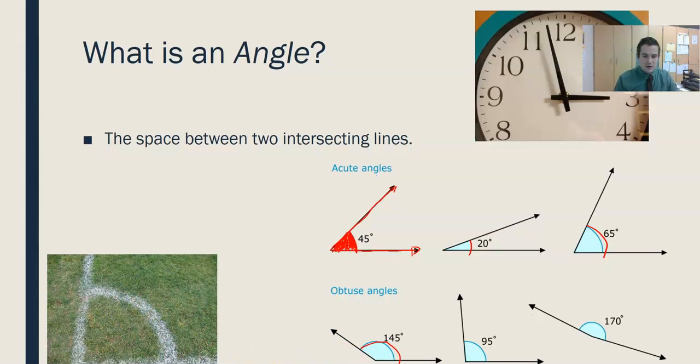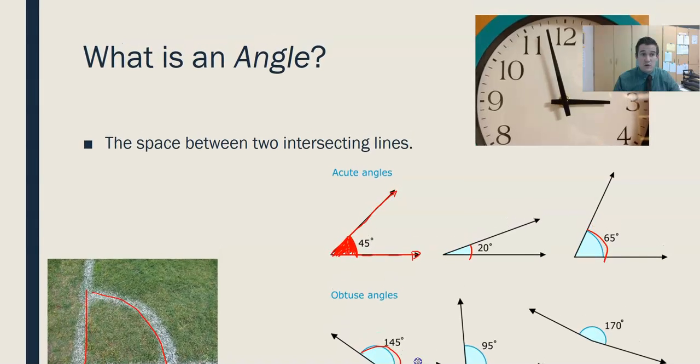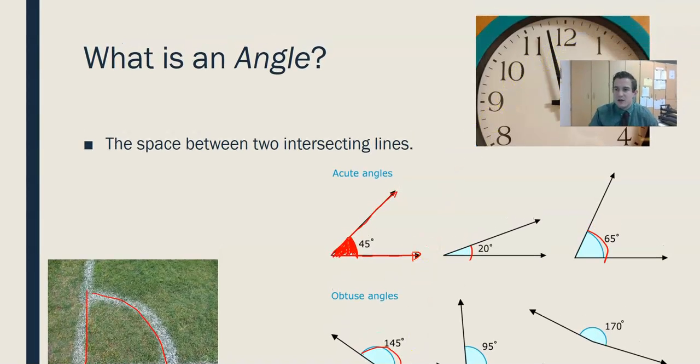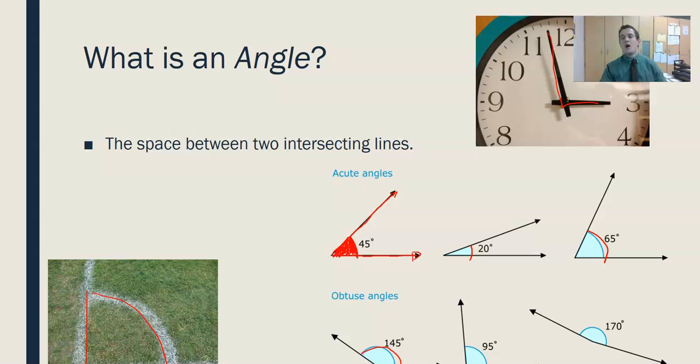This picture right here, if you can see it, this is like the corner of a soccer field, I think. So this angle right here could be measured in terms of degrees. We could actually measure that. This angle right up here with my clock face, I could measure the angle between these different hands on the clock face. All sorts of real-life examples, real-life situations where you see angles being used, and we're going to use them in this unit.